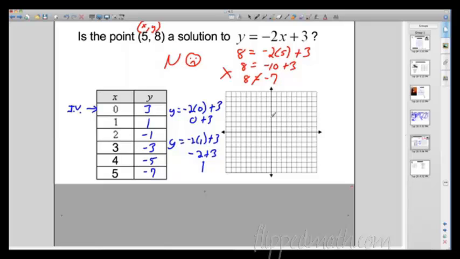Could I plot all these points? Sure, no problem. Start here. At 0, I'm at 3. At 1, I'm at 1. At 2, I'm at negative 1. At 3, I'm at negative 3. At 4, I'm at negative 5. 1, 2, 3, 4, 5. There we go. And at 5, I'm at negative 7. So you can see here comes my line.